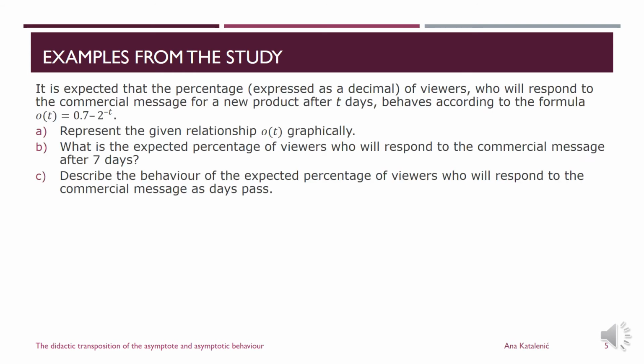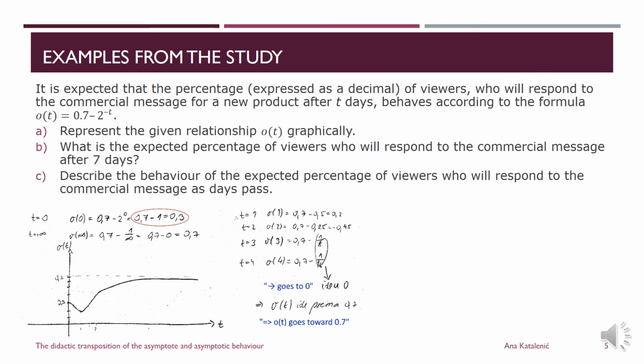The first is a contextual task with a model of bounded exponential growth, hence the given function has a horizontal asymptote. Issue in the task, as represented in the figure, was recognizing the properties of an exponential type function and advancing beyond plotting points to properly graph the given function.